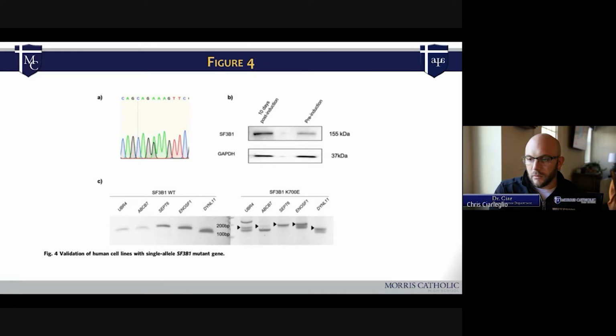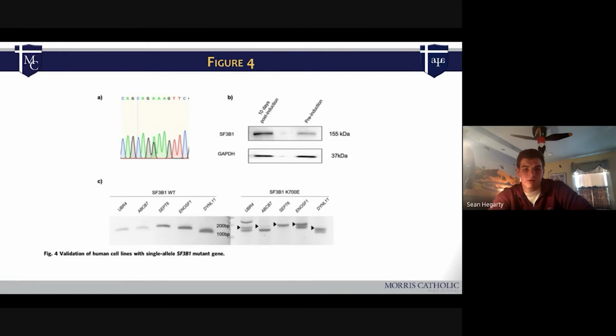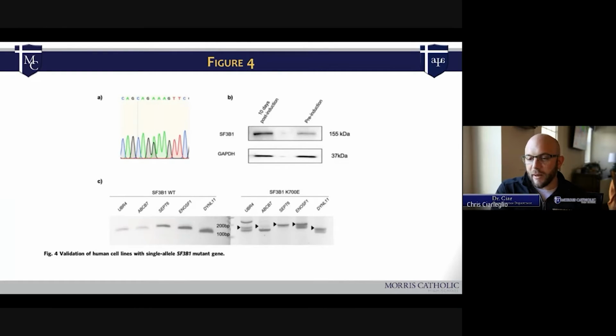Mm-hmm. And these other proteins, they aren't caused by cancer, right? No, I think they just happen to be around the gene of interest, the SF3B1 gene. So because that one was mutated, all these other genes downstream are also getting affected.